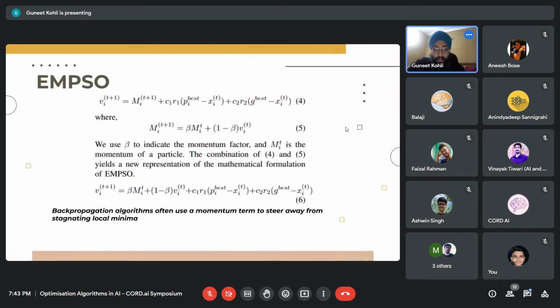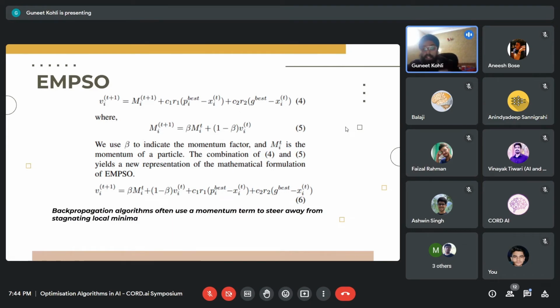So yeah, what is this EMPSO? I'll keep it very simple. It is exactly the same, but it has a factor, sorry, it has the factor of momentum. You can see the algorithm remains the same here. For the weighted portion of inertia, earlier you had W written here, W times v_i. Now you have 1 minus beta, where beta is the momentum factor, and you have an extra element of beta times m_i^t. This m_i^t, as you can see, is the momentum of the particle.